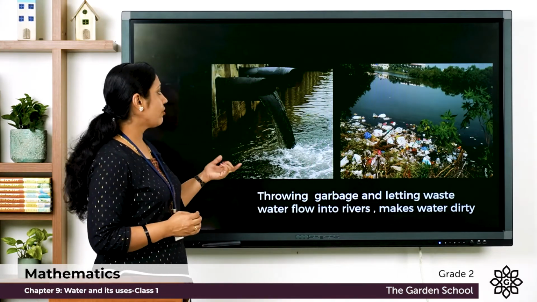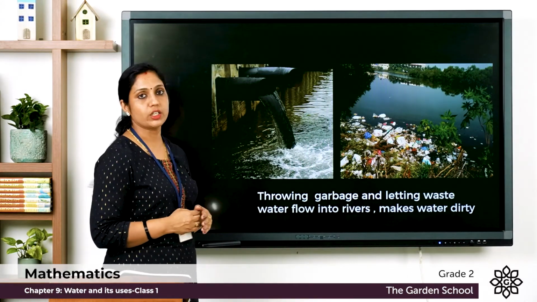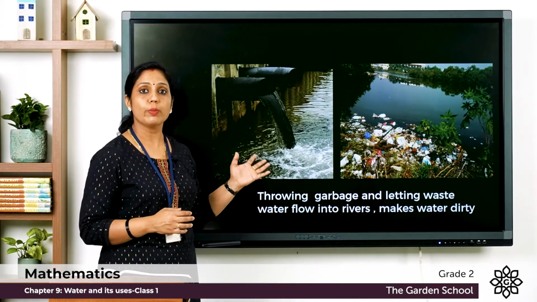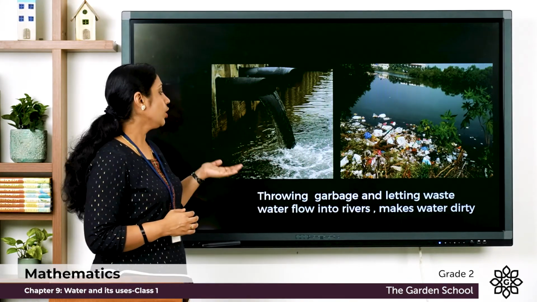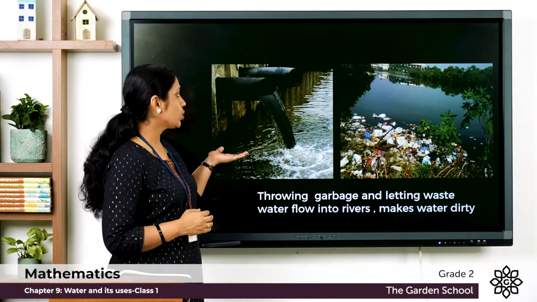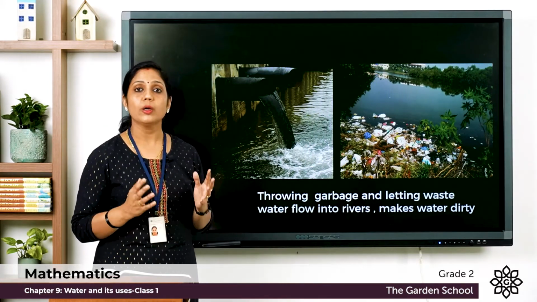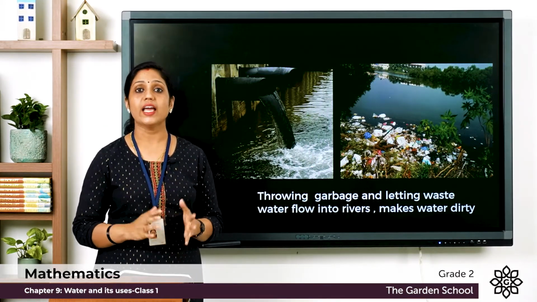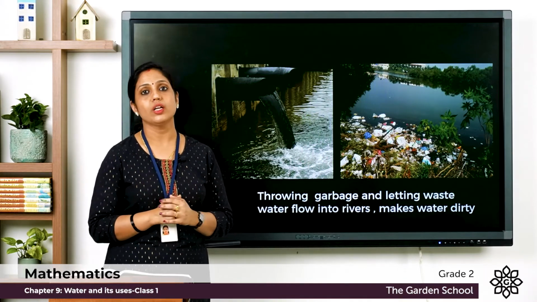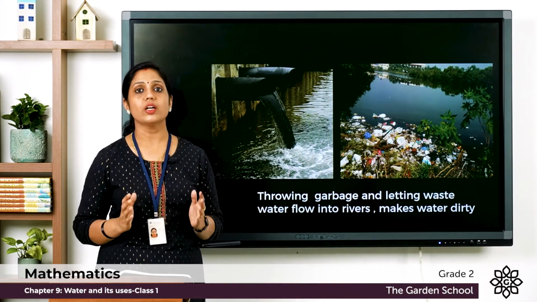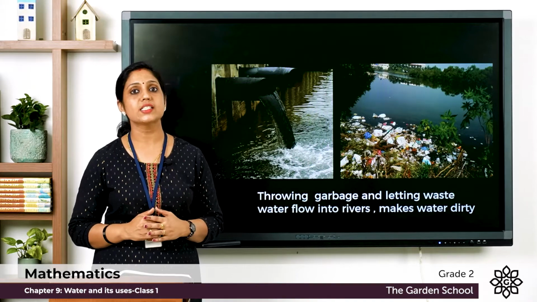And also, some factories let wastewater flow into rivers. This also makes the water polluted. So throwing garbage and letting wastewater flow into the river makes the water dirty and unclean. So it is not good for different uses. We should not do such things because the water gets unclean.